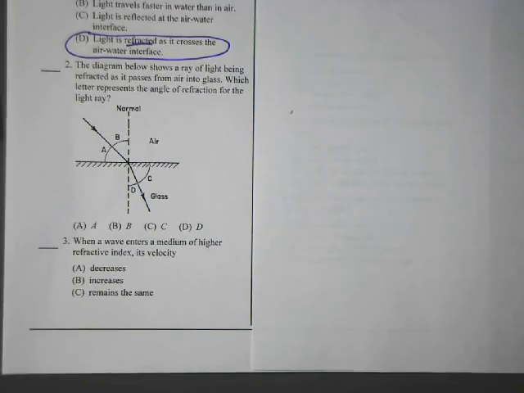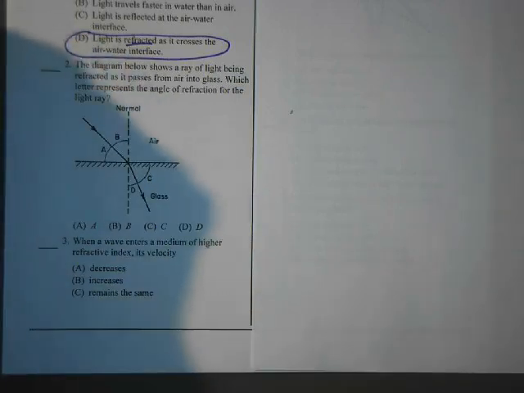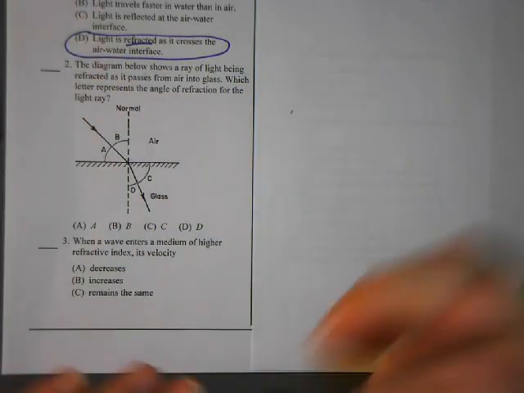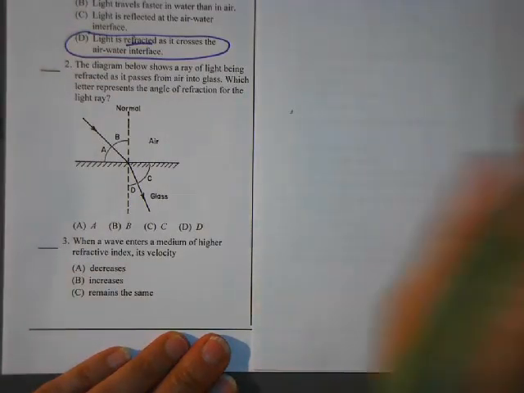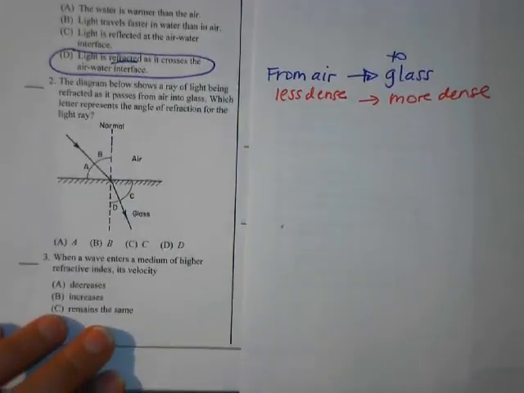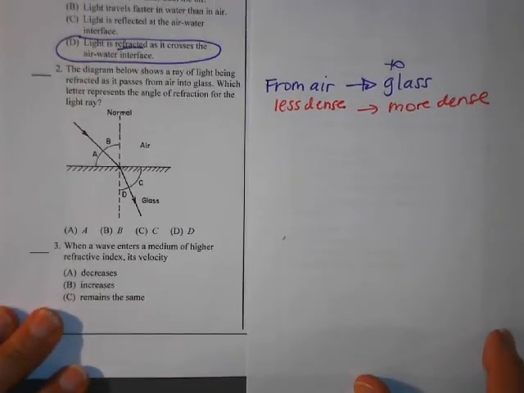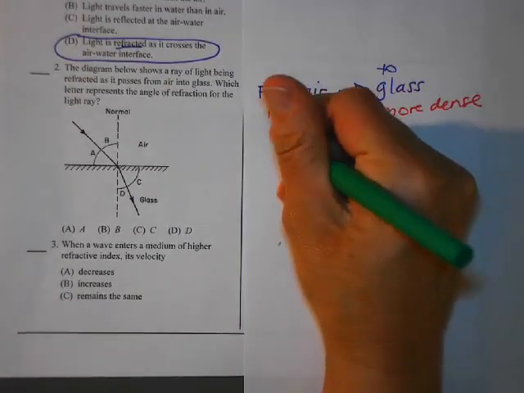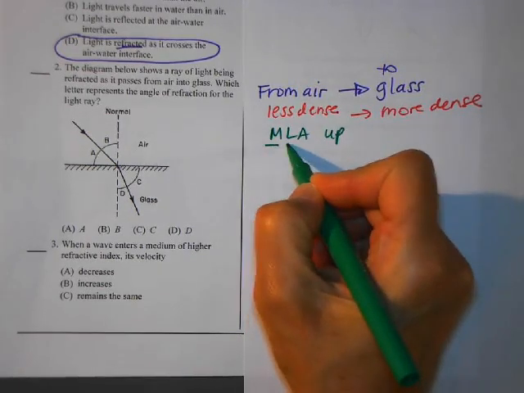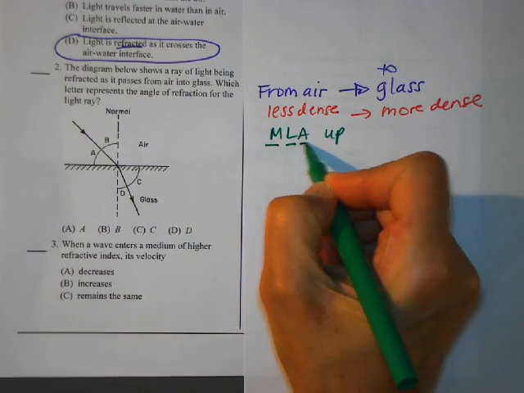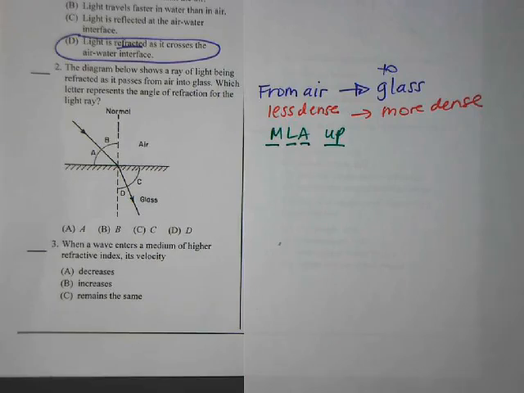So the first way that we remember, it's not a rhyme, but it has a name, we said to remember MLA up. So this means I'm going from a more dense to a less dense. I'm going to bend away from the normal and I'm going to speed up. But that's not what's happening in this case.